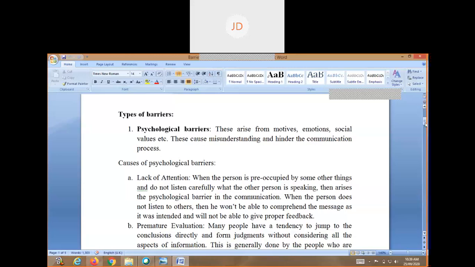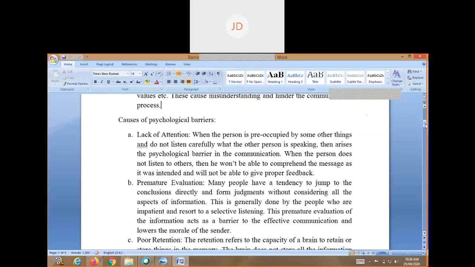Okay, so I have listed some causes of psychological barrier. The first cause is lack of attention. When you do not concentrate and when you do not listen carefully, that is known as lack of attention, and this can act as a barrier in the process of communication.